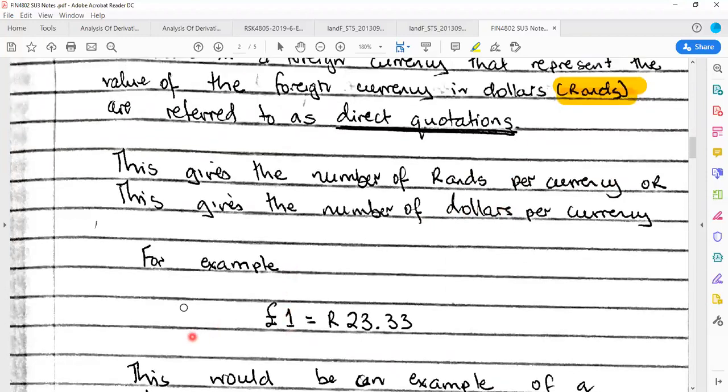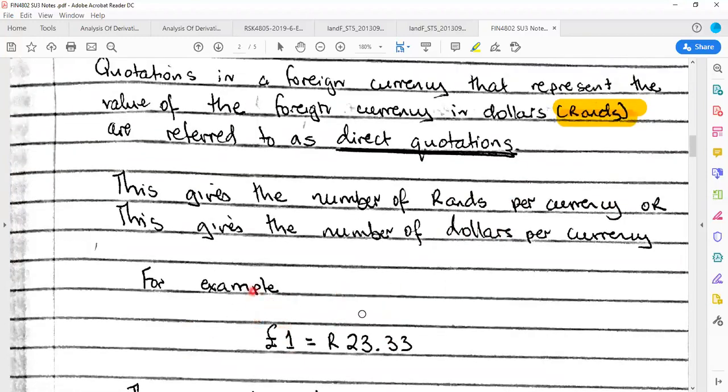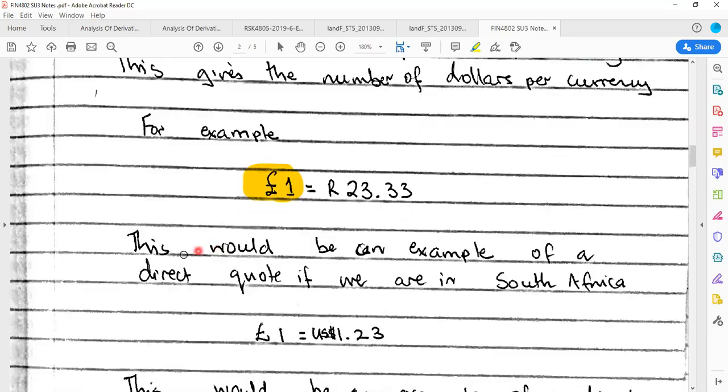For example, this would be an example of a direct quote. If you go to the bank or an exchange house and they tell you that 1 pound is equal to 23.33 rand, they are telling you how much 1 unit of the foreign currency is worth in terms of the domestic currency. Okay, so 1 pound being worth 23.33, this would be an example of a direct quote.